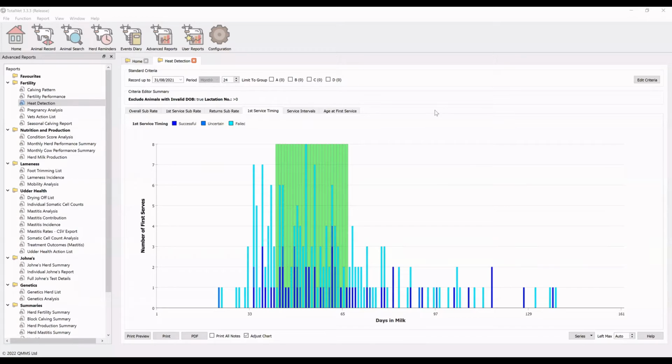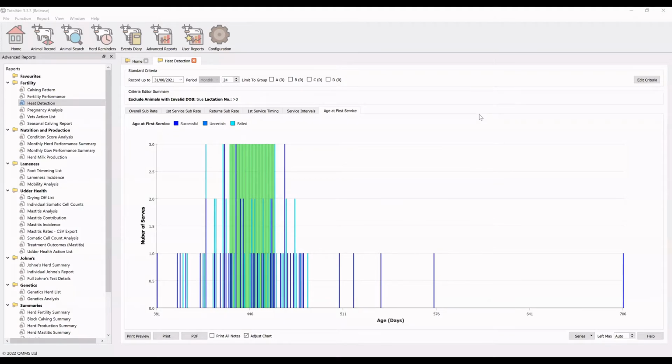By looking at the proportion of serves that result in a successful outcome, i.e. a pregnancy, compared to all first services, we can also get an idea of the first service conception rate. In this farm, we can see that the majority of first services don't result in a successful pregnancy. The last tab on this report shows a very similar visualization for evaluating age at first service in heifers.